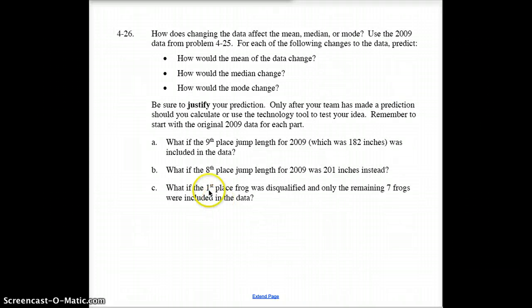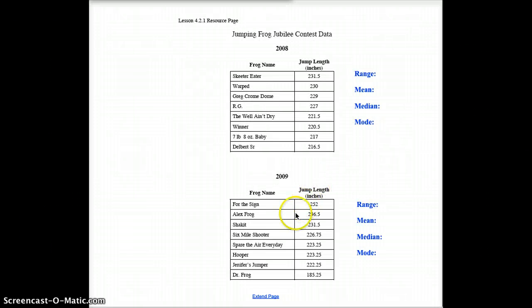Next question on this one. What if the 8th place finish in 2009 was 201? So again, let's go back to this. If the 8th place finish in 2009, this one here, was 201 instead of 185, so a little bit higher, does that affect the range? How? Does that affect the median? Okay, which is your average. Well, if this number got bigger, what happens to your average? I'll assume you can answer that, and so on and so forth. Let me know how that gets affected.